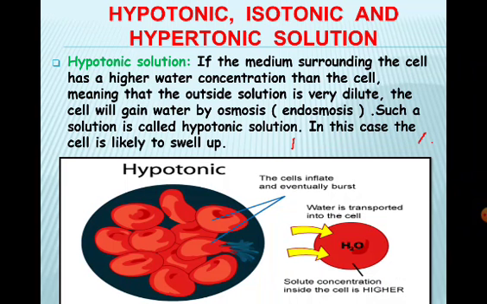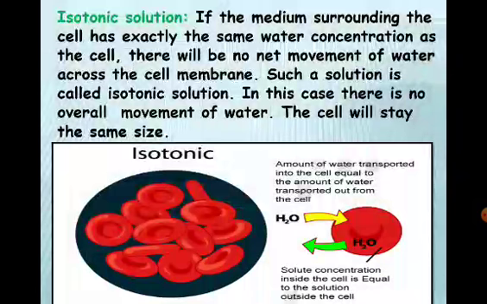Okay, and if it is a plant cell then it will only swell up, but if it is an animal cell, because animal cells do not contain a cell wall, at that time the cell can burst. Okay, now the second type of solution is isotonic solution.